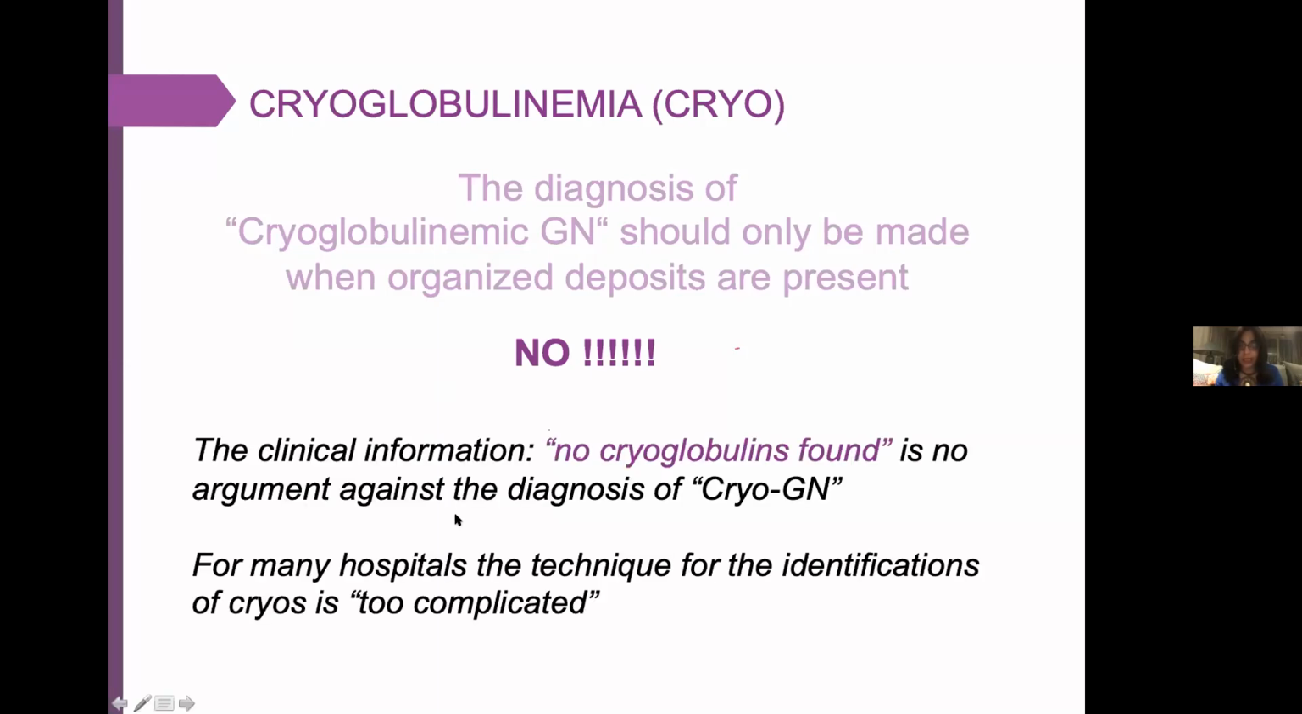The other point is that the clinical information of no cryoglobulins found is no argument against the diagnosis of a cryo-GN, because for many hospitals, and that's worldwide, by the way, not only for us, the technique for the identification of cryos is too complicated. So cryo-negative means absolutely nothing to us as pathologists, because if I see that this is cryo, then this is cryo, even because, as I said, the test is highly defective.